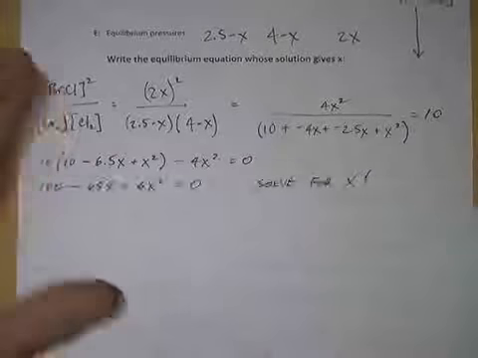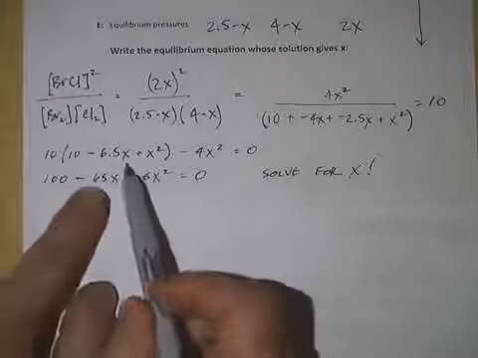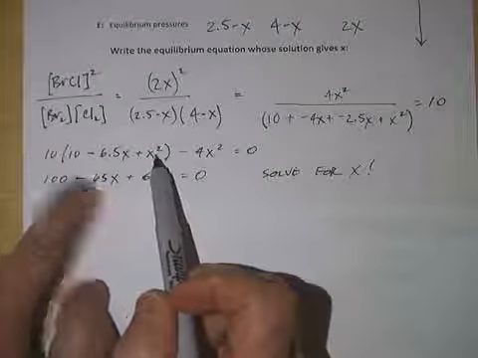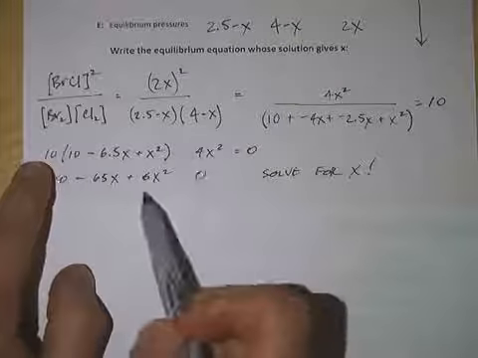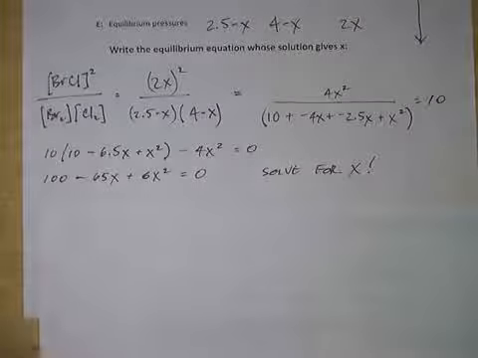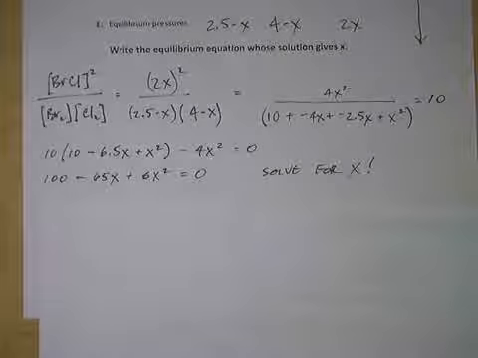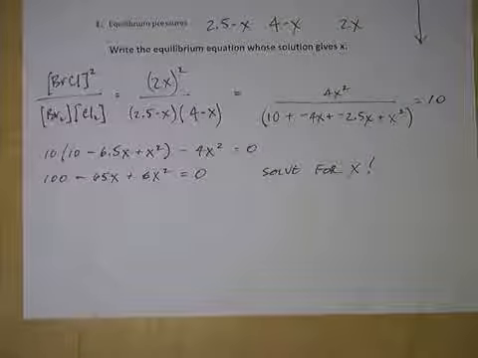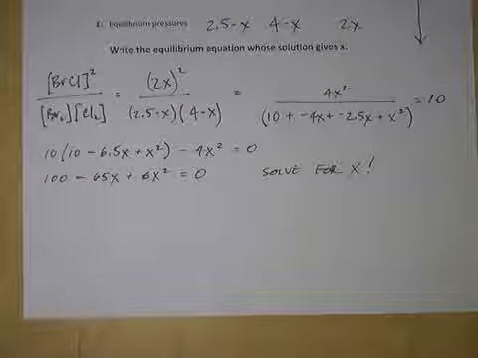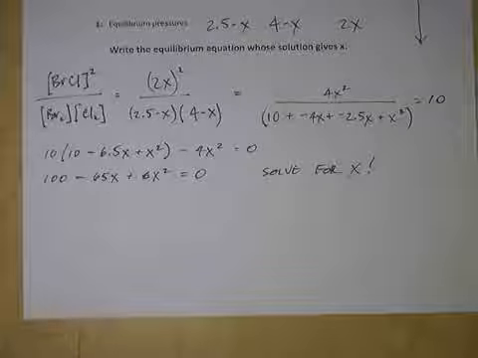Distribute the 10. Once I do that, I distribute the 10, combine my x squareds. 10x squared minus 4x squared gives me 6x squared, and then I just say solve for x. Please don't solve it. You might have the quadratic equation solver in your calculator, but you won't get any more points for actually solving it.